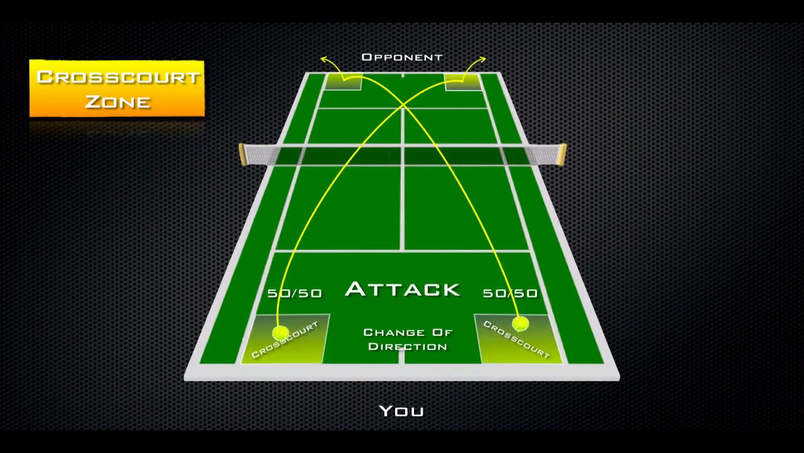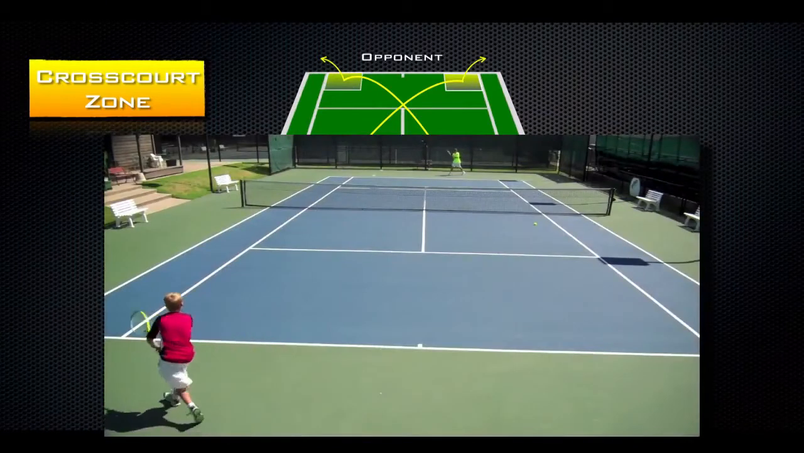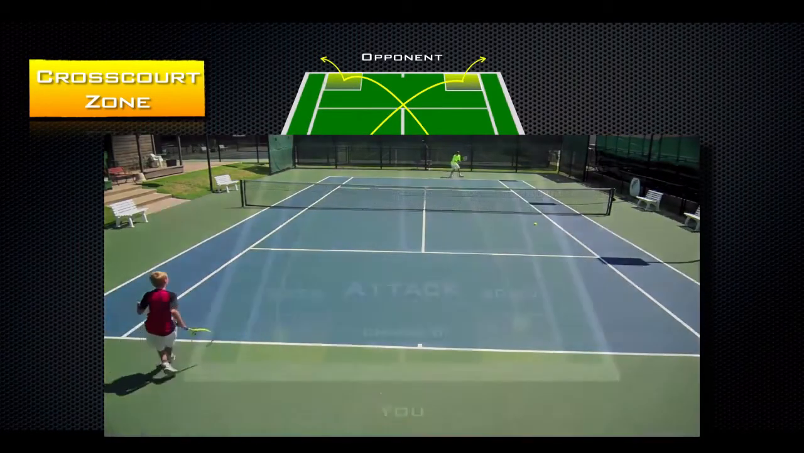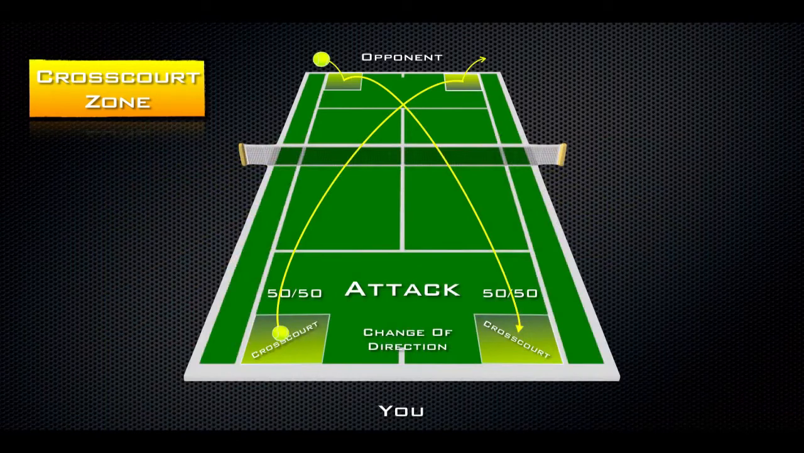Just like the name of the zone says, you want to take the ball back cross court and hit the ball to your opponent's cross court zone. If you're running around your backhand to hit a forehand, you would be hitting an inside out forehand.